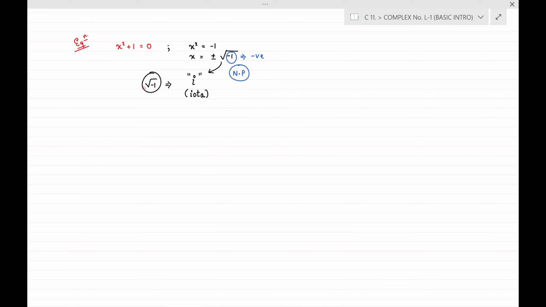This value is not applicable in real life. We cannot find the value of under root minus 1. We cannot come to a particular conclusion. So therefore this value is considered as imaginary number. We will not consider this as a real number.